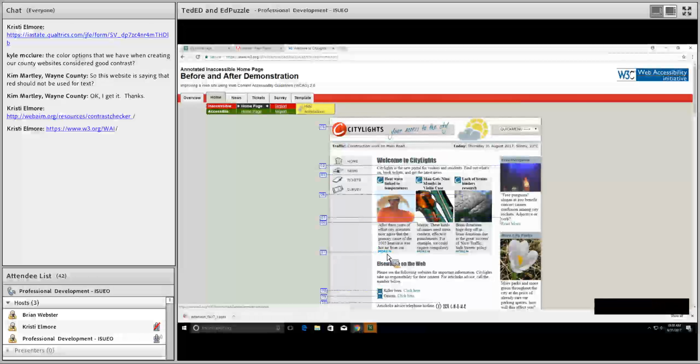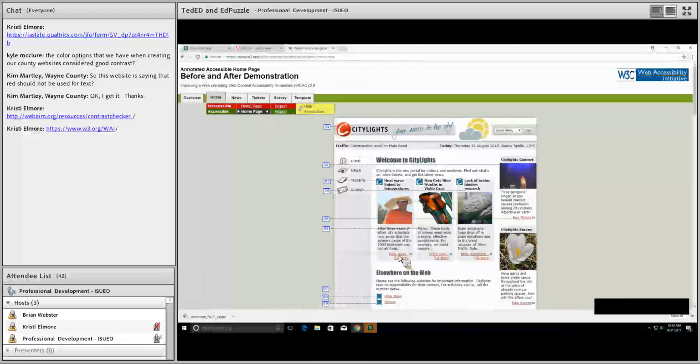If you go to the inaccessible homepage, you're going to see that basically it's very similar, right? But there's little things that the designer has done so that it makes it accessible. And some of them are, like I said, the consideration of the link description. So instead of having a link here that says more, the accessible website has a link that says heat wave, so that people know where they're going.